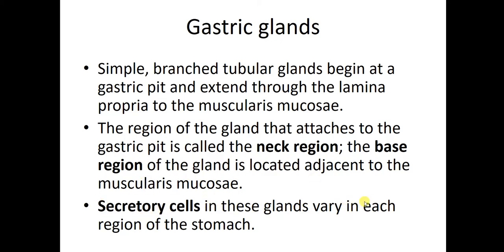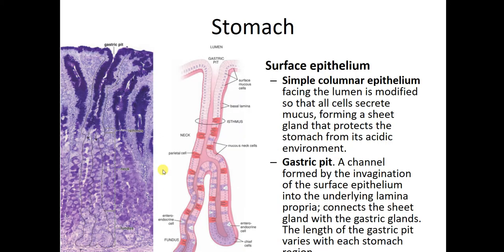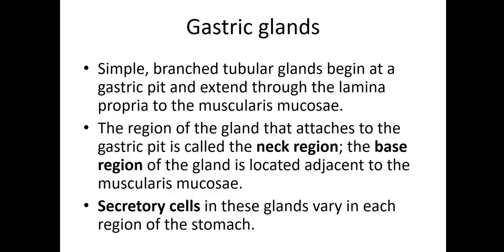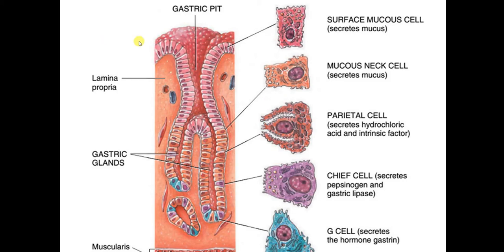Secretory cells in these glands vary in each region of the stomach. Here we see different secretory cells, like parietal cells, enteroendocrine cells, and of course chief cells. About them we'll discuss a little later. Also present are mucous neck cells. Right now, yes, I forgot my lecture. So here you see the structure of the gastric gland. In every region it varies in its composition, and we will discuss that now. But the general plan of this gastric gland is here.